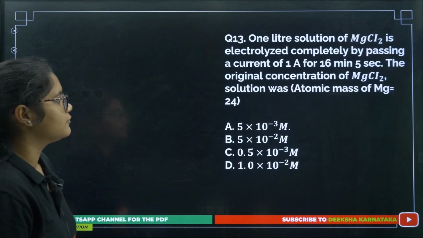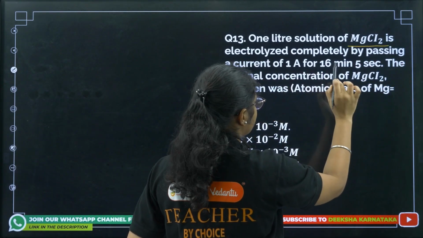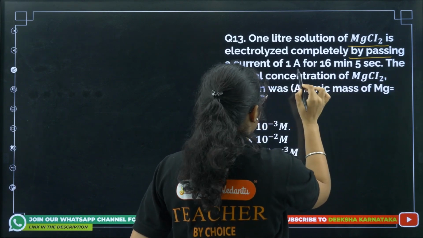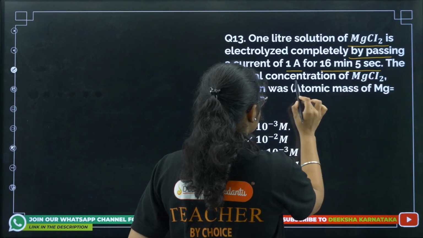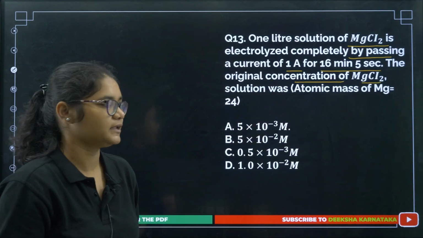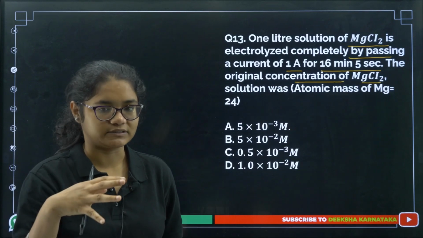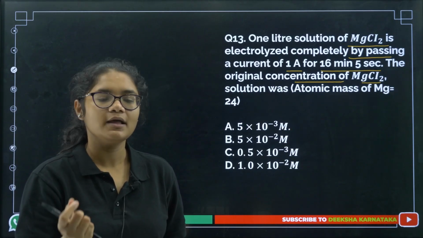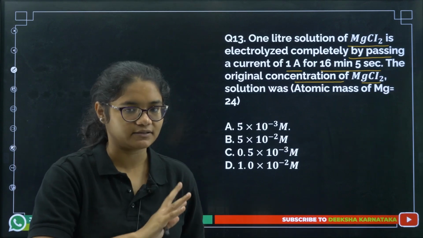Yeah, next question. 1 liter of solution of MgCl2 is electrolyzed completely by passing a current of 1 ampere for 16 minutes 5 seconds. The original concentration of MgCl2 is. Okay, so this question is also a little bit tricky here. First of all, we need to calculate how much gram of magnesium deposited, right? Complete electrolysis happened, means how much magnesium got deposited, same amount of magnesium will be present in the solution.